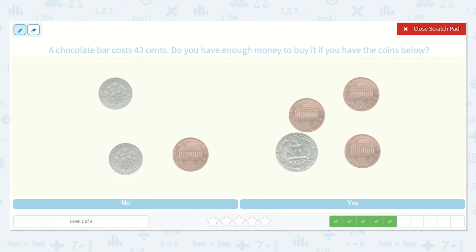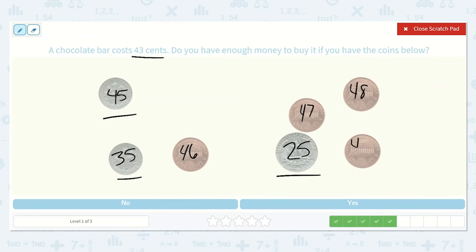A chocolate bar costs 43 cents. Do we have enough money to buy it if we have the coins below? So let's look. I know I start with quarters first, 25. Then I count on by 10s for my dimes. So 25, 35, 45, and now I'm left with pennies. So let's count by 1s. 46, 47, 48, 49.